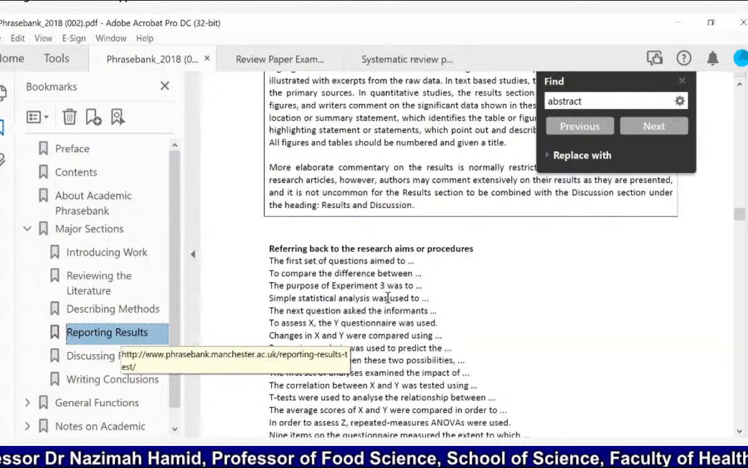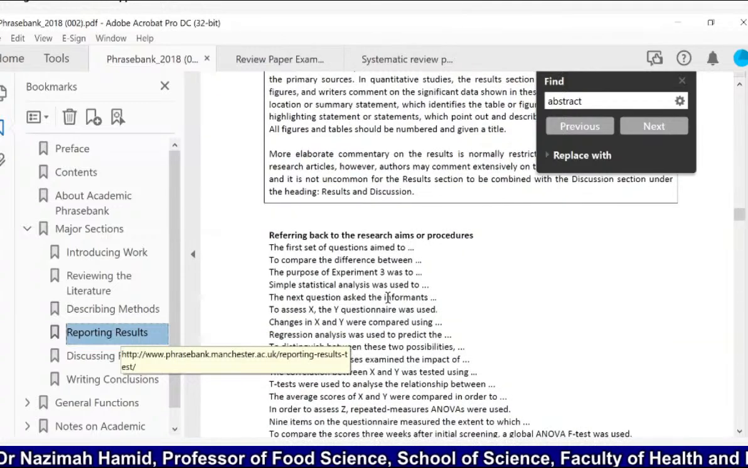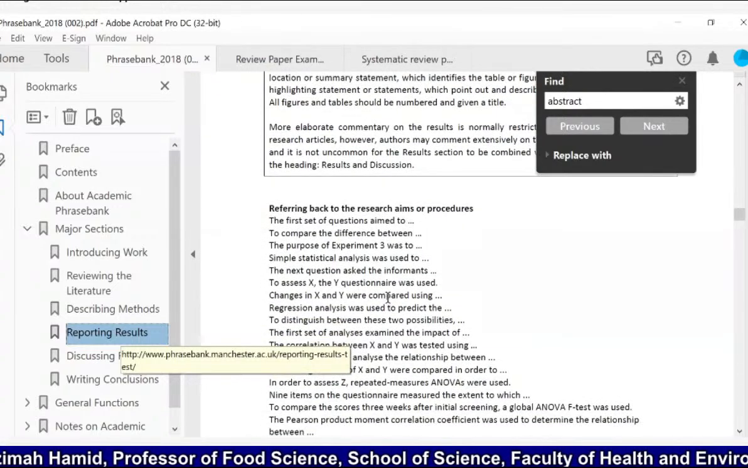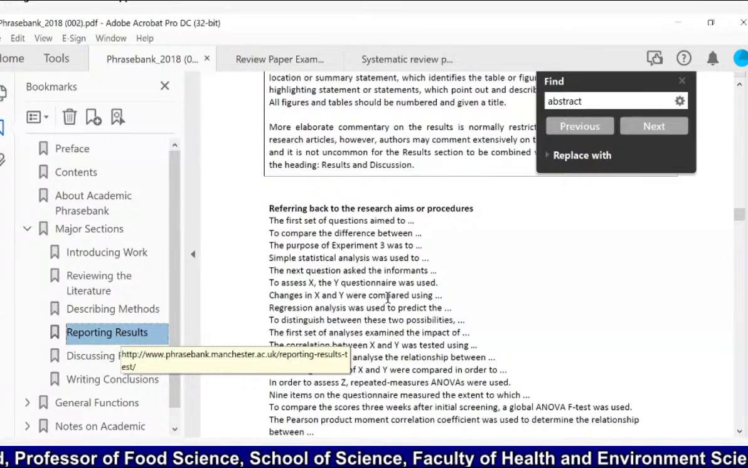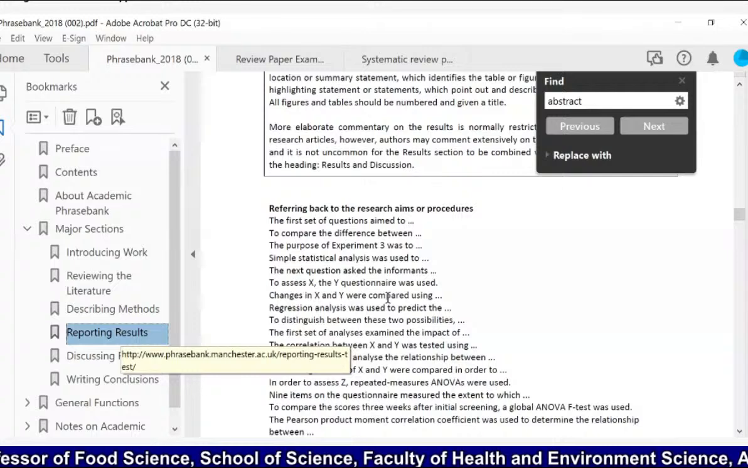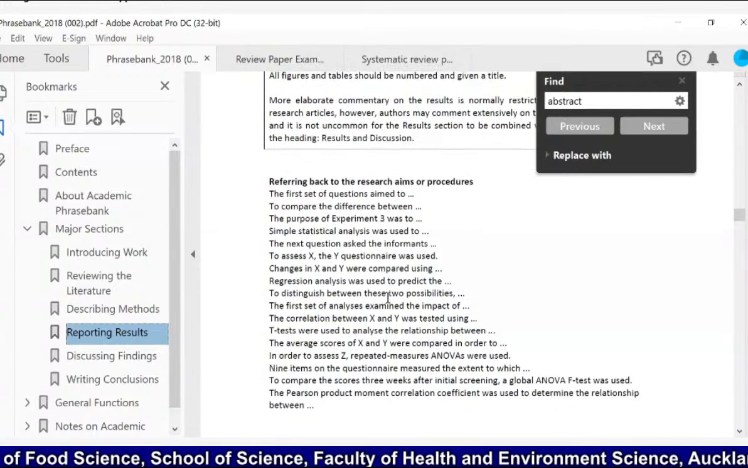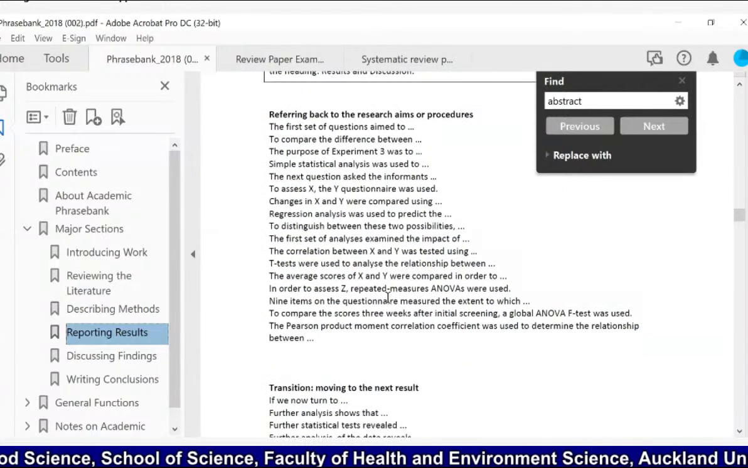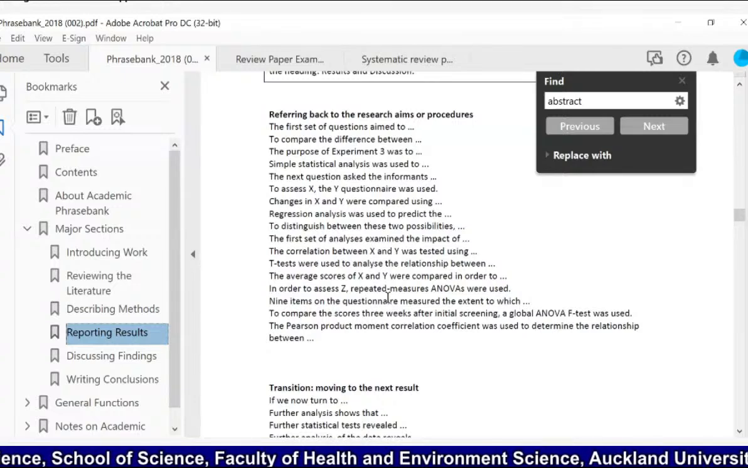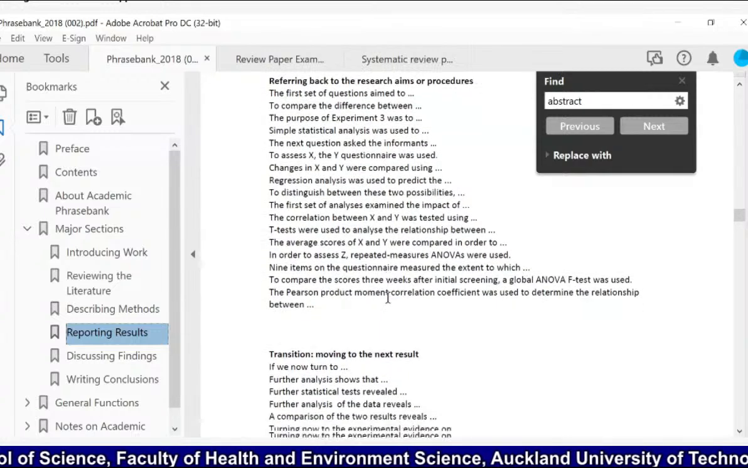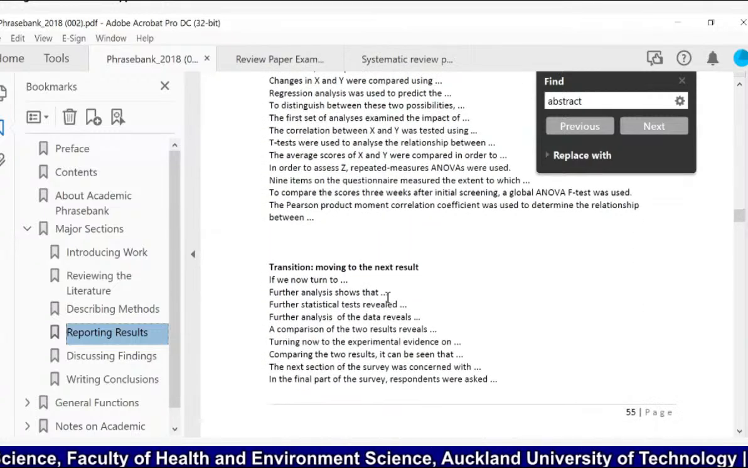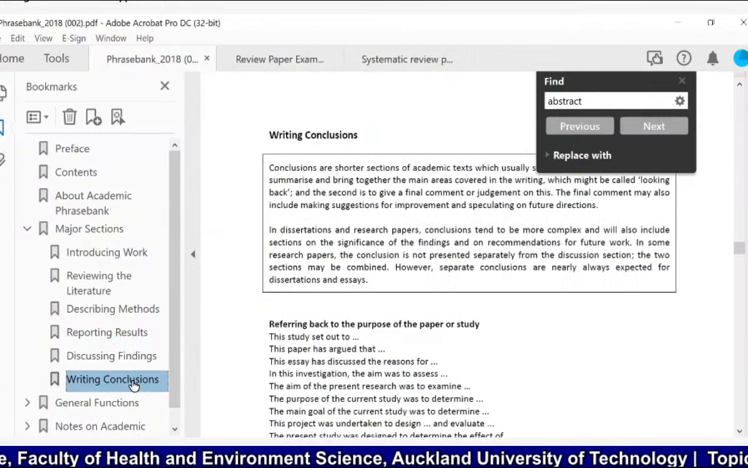Because they might use the wrong phrase. So that's what I often get. They say, oh yeah, Nazima, I'm using the phrase bank. But I say, oh, but this does not make sense. So just make sure they choose the right phrase. The students like to get phrases that sound very sophisticated, but make sure they understand it before choosing it in the first place. Writing conclusions.